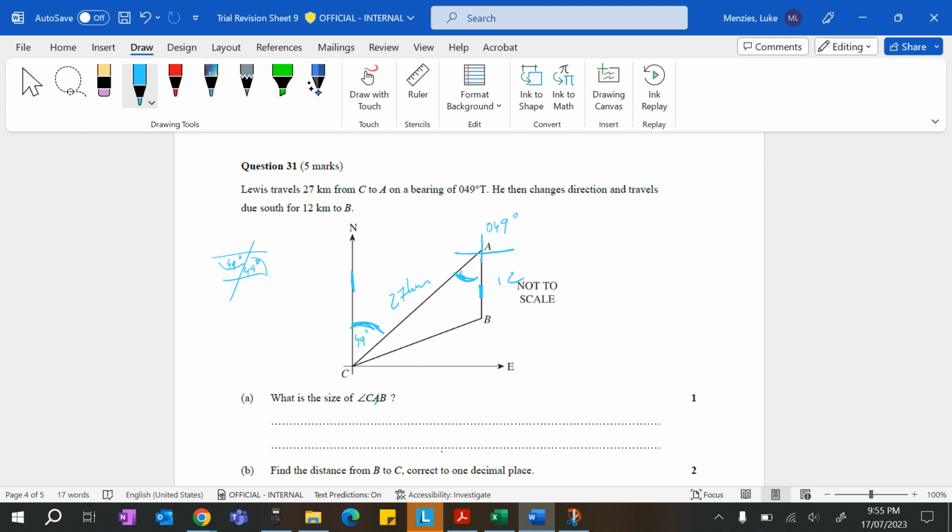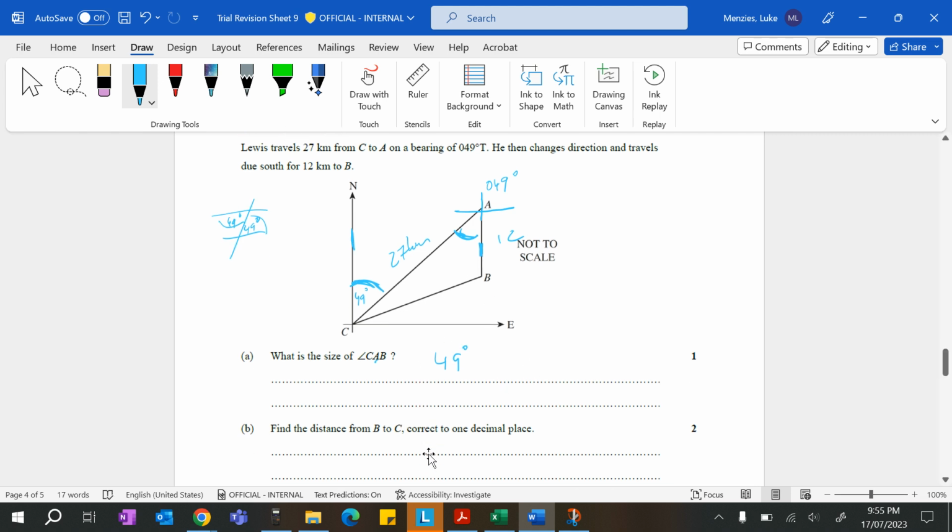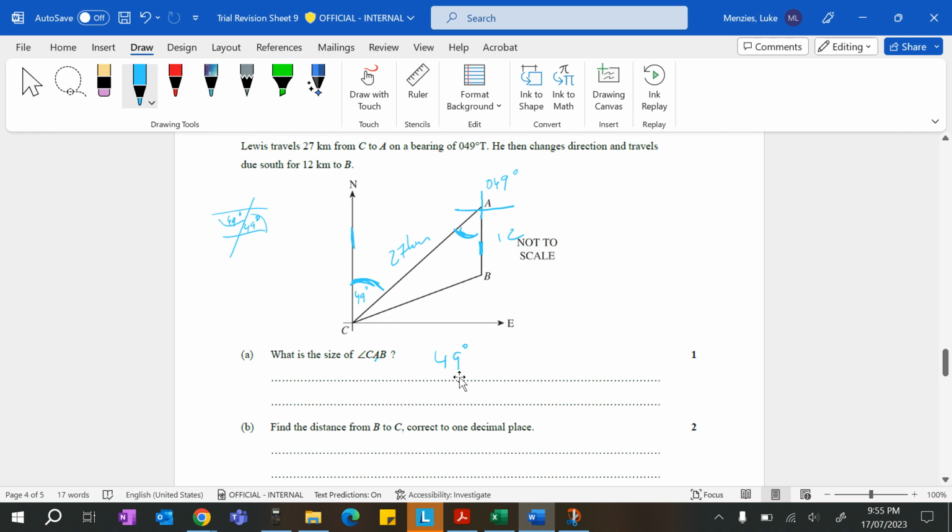So the size of that angle is 49 degrees. And if you can't find it and you need it for this part, just put something in. You'll lose the mark for this one, but hopefully you can do the next one.